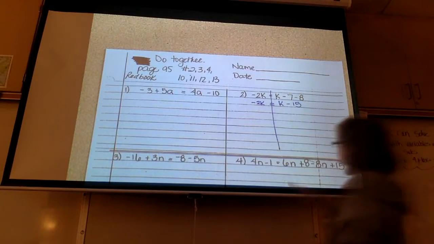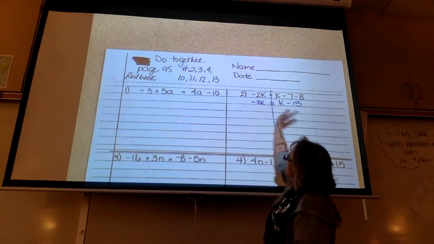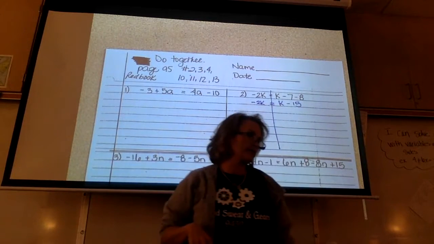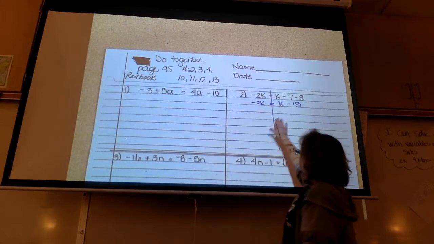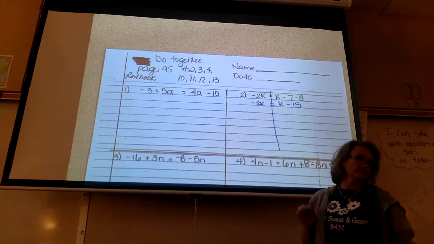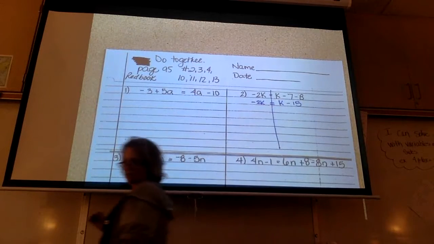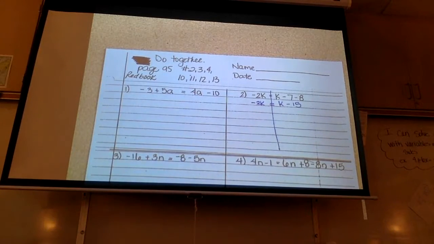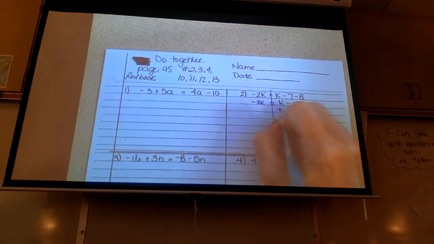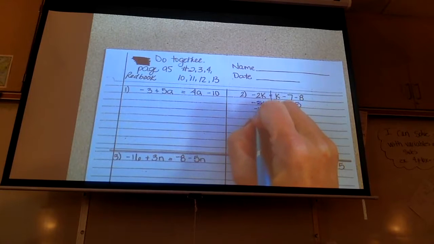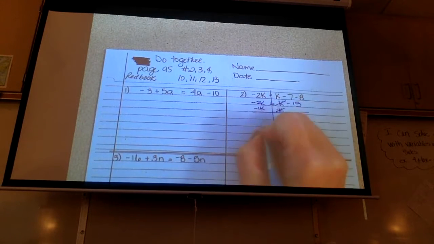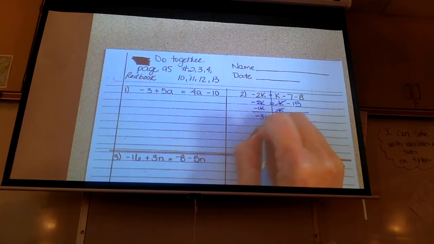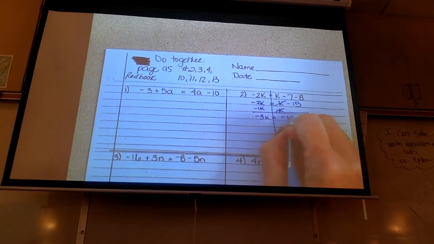Yep. So what they would do is they would say, well, the numbers are over here. Let's put all the letters on the other side. And we can do that. How would we move positive 1k? Negative 1k. So this gives me negative 3k equals negative 15.